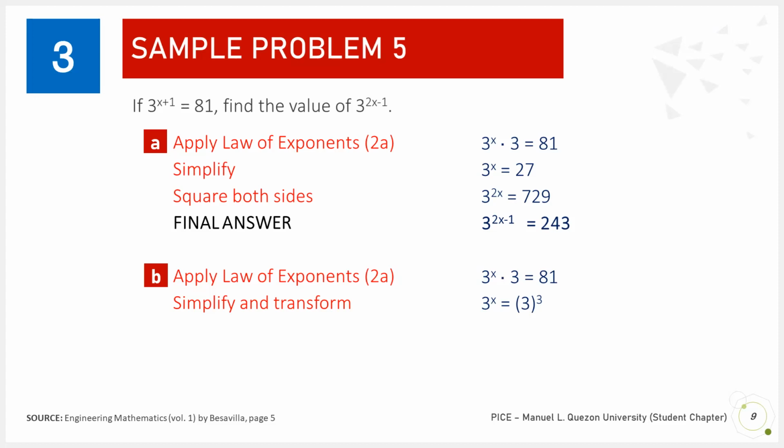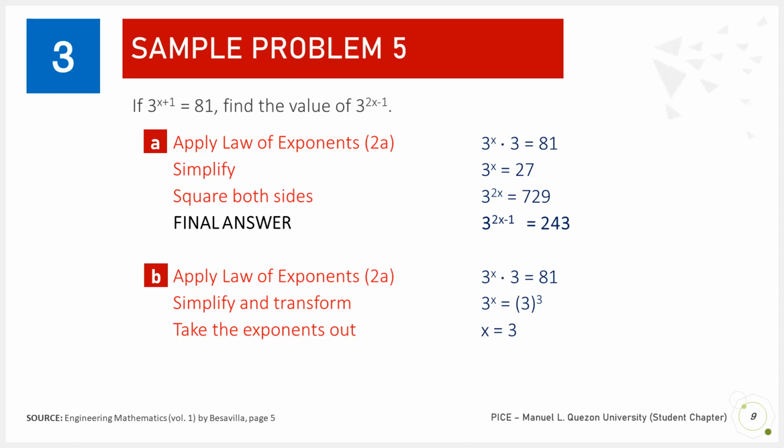And we have to take note that 27 is actually 3 raised to 3. 3 times 3 times 3 is 27. So that explains why we have this transformation, why the right side became 3 raised to 3. And then, if you remember, when we have uniform bases in an equation, we can take the exponents out. So by taking the exponents out, we have the value of x as 3.